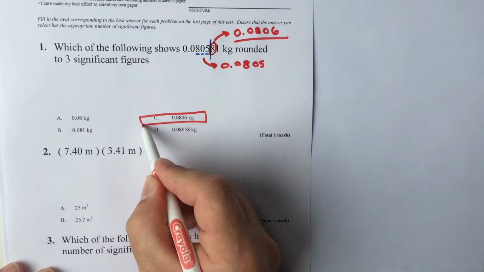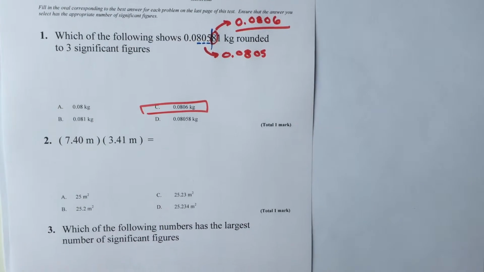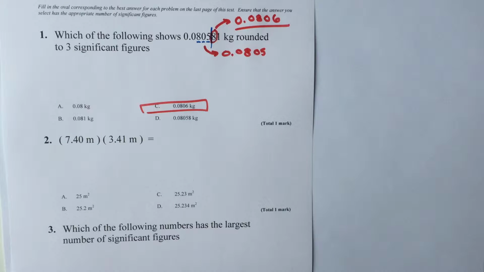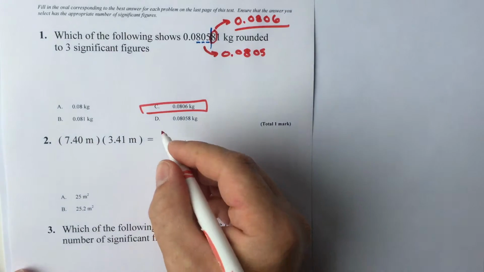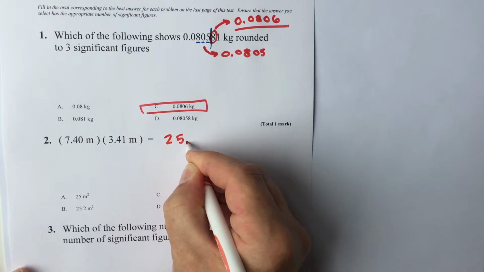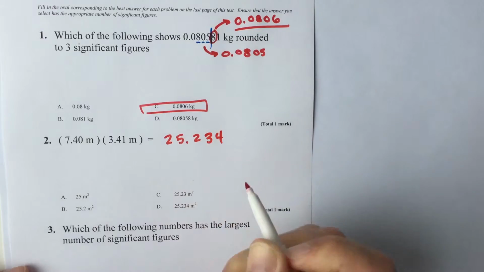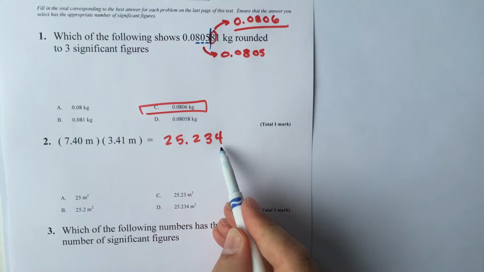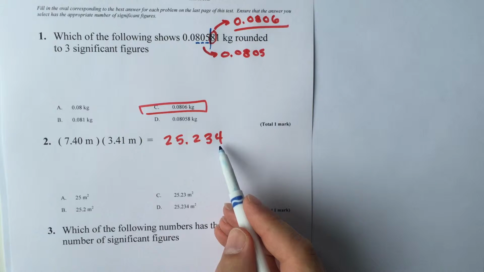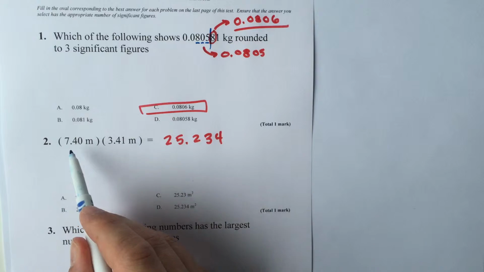So let's see. Number 2. We have a multiplication problem, and we could just type this into our calculator and get an answer that was like 25.234. But this answer has too many significant figures, and the proper number of significant figures would be the least number of significant figures between these 2 values.